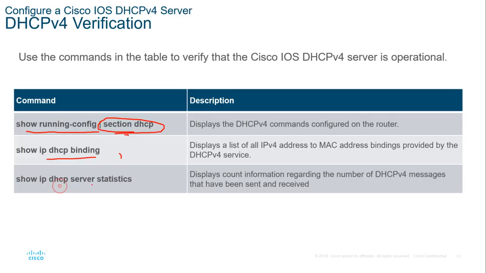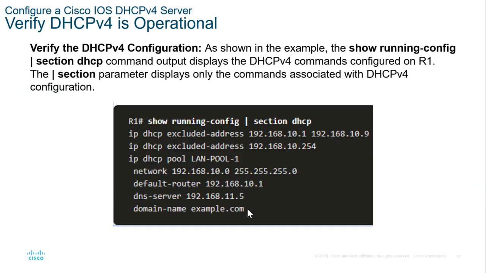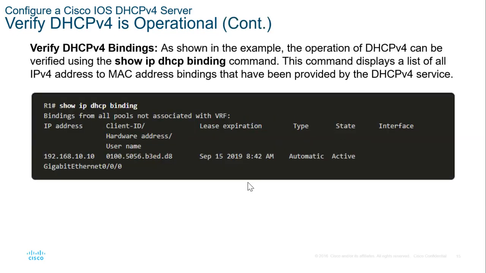Then show ip dhcp server statistics. It displays the count information regarding the number of DHCP version 4 messages that have been sent and received. So here, as you can see, this is just a sample output of show running-config, section dhcp. Any statement that is listed there is part of the DHCP service. This is the information configured under our DHCP. It's one way of verifying the DHCP configuration.